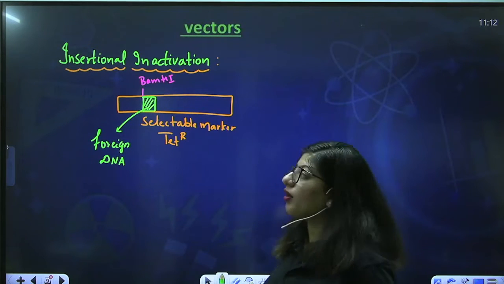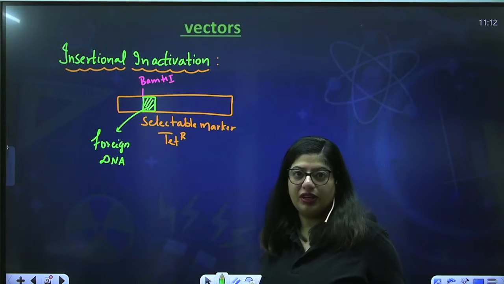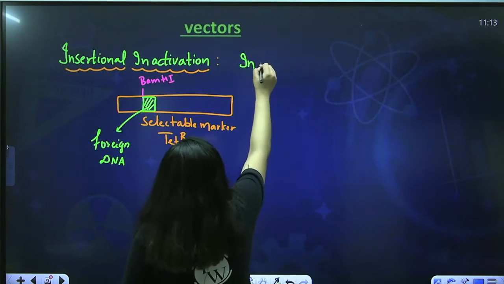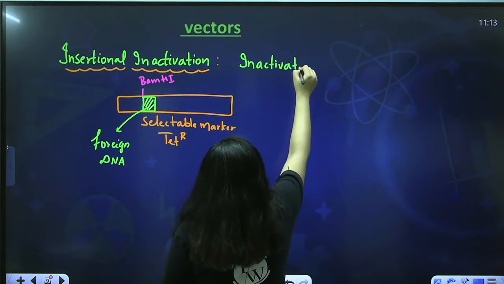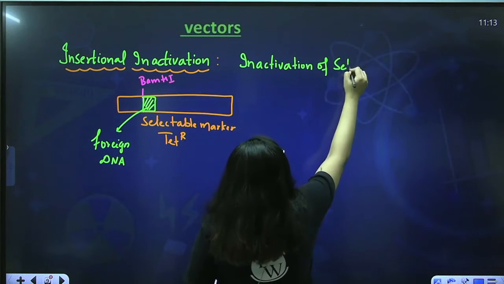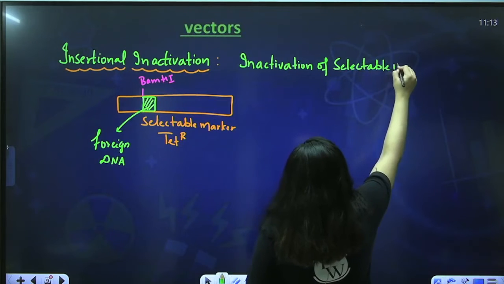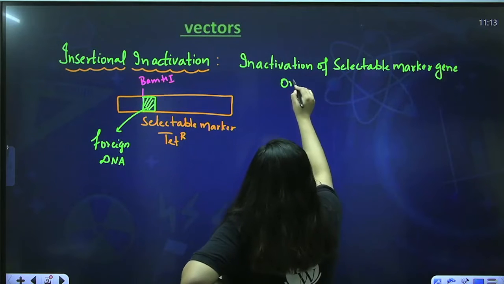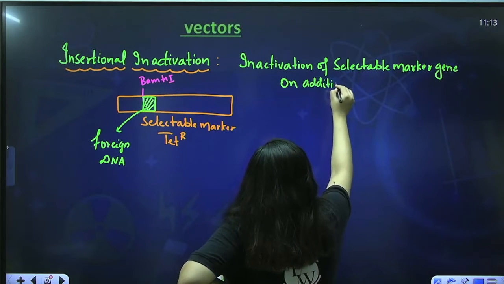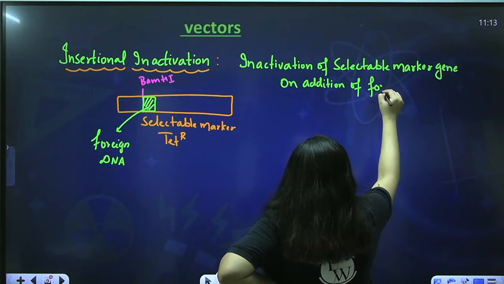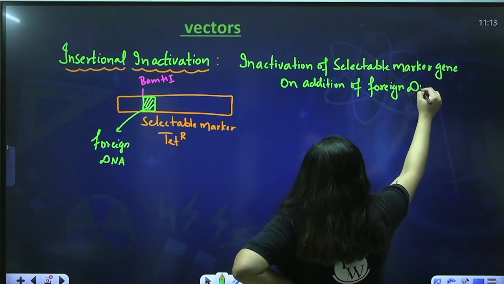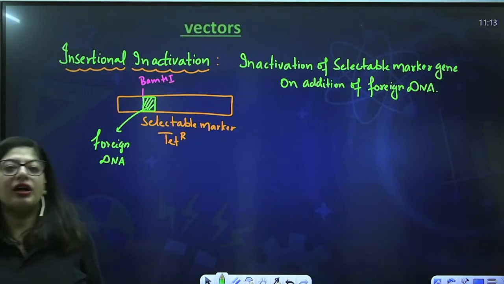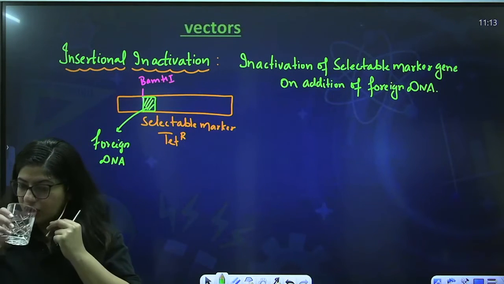So this concept got its name, insertional inactivation. That means inactivation of a selectable marker gene on addition of foreign DNA. This will help us to know whether your bacteria is carrying the plasmid or not.